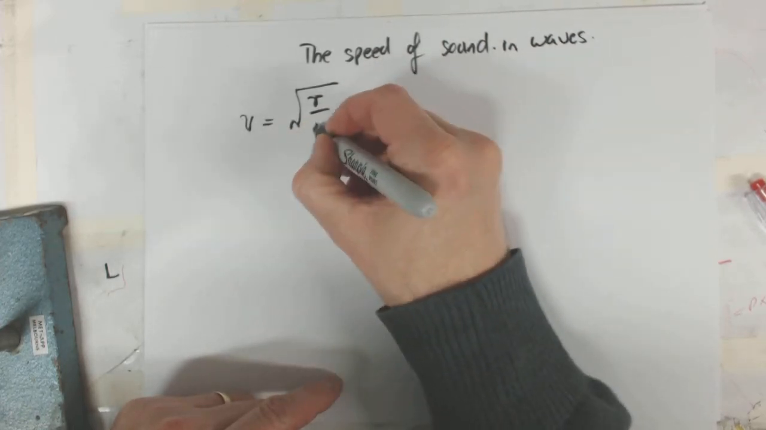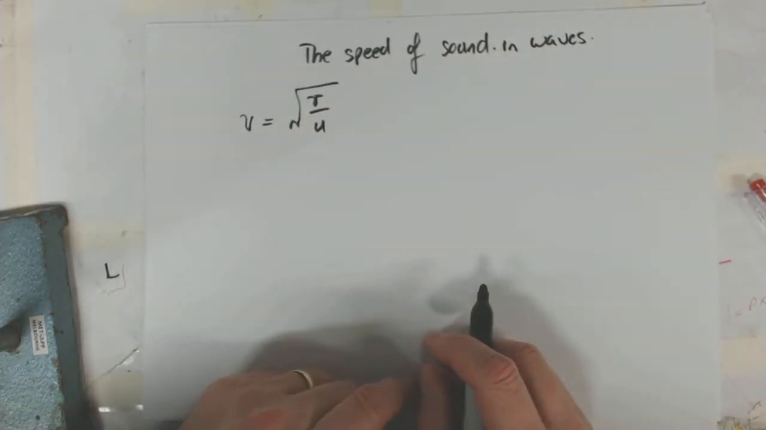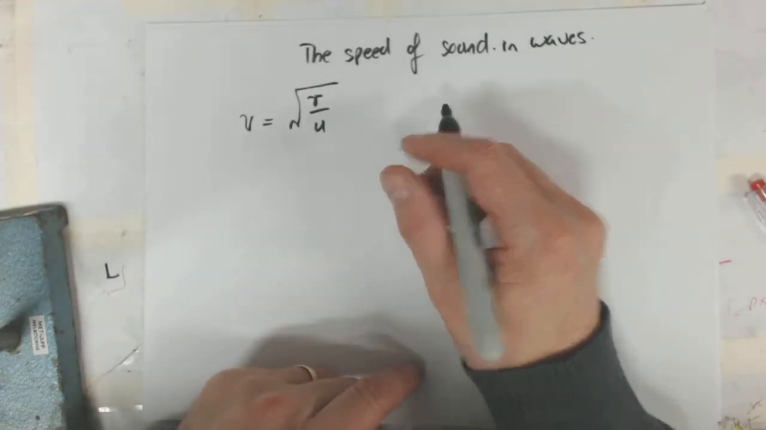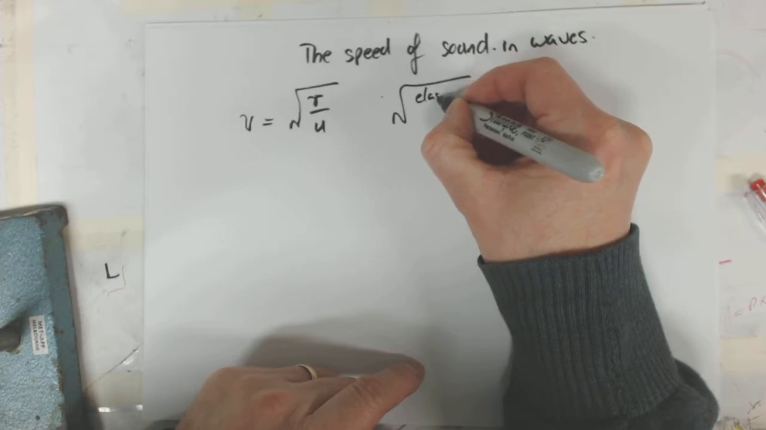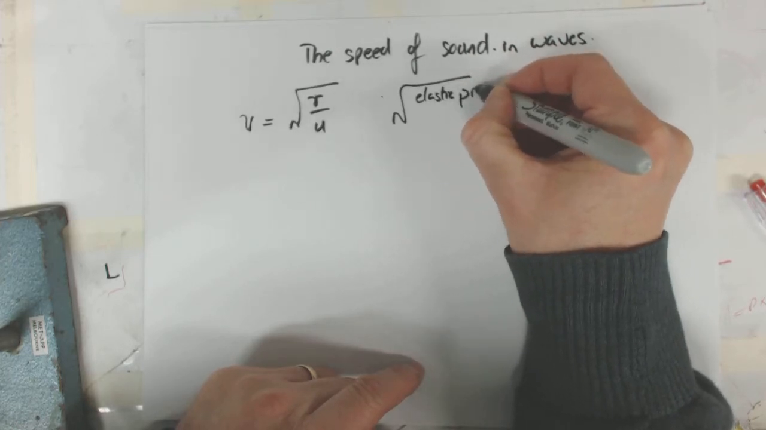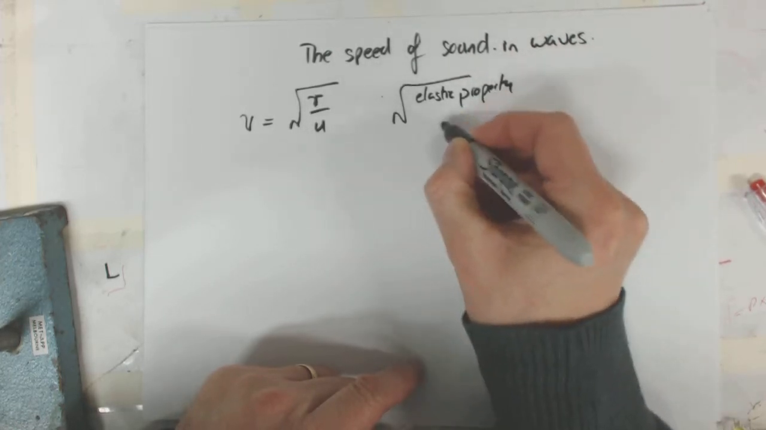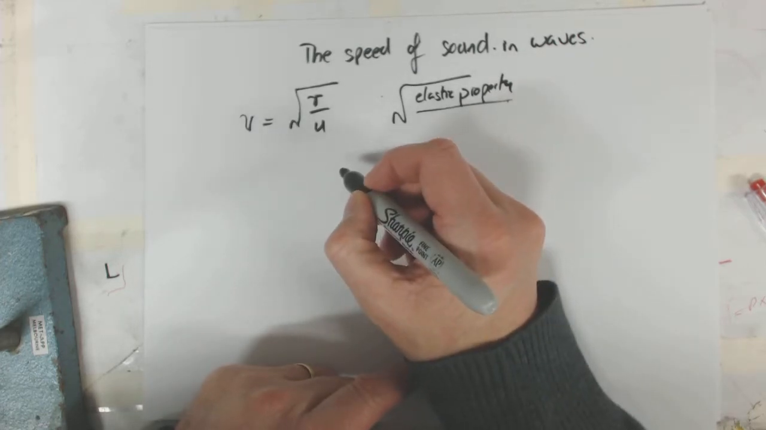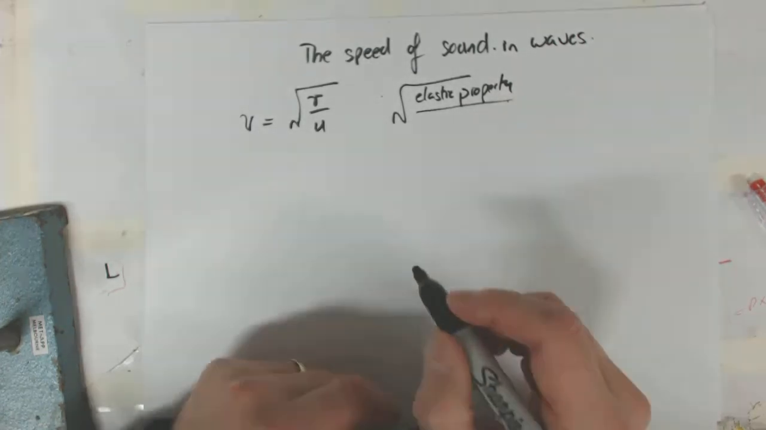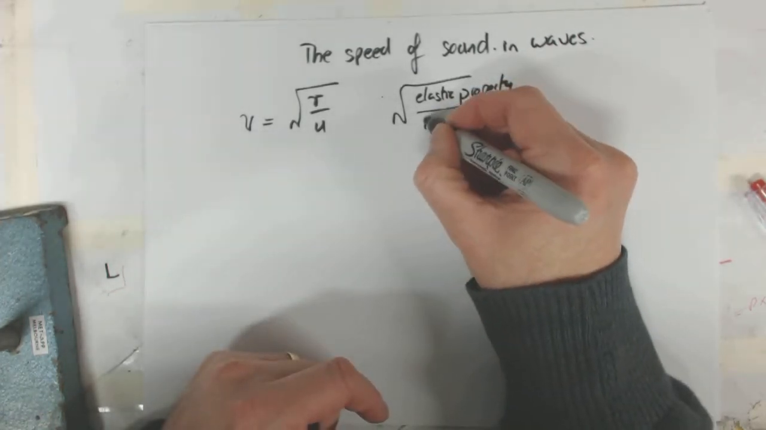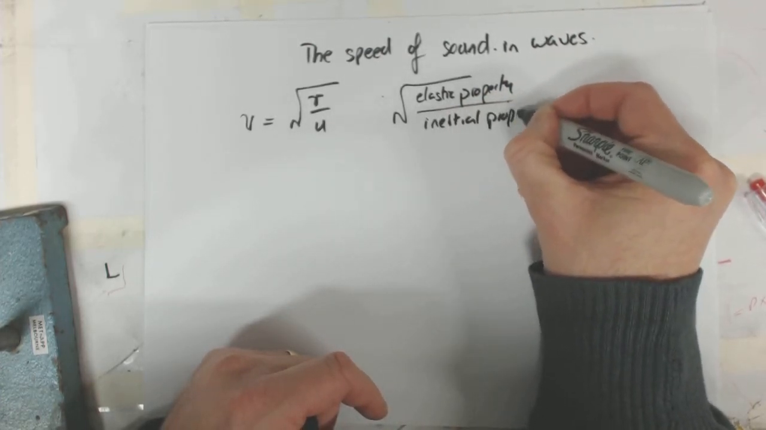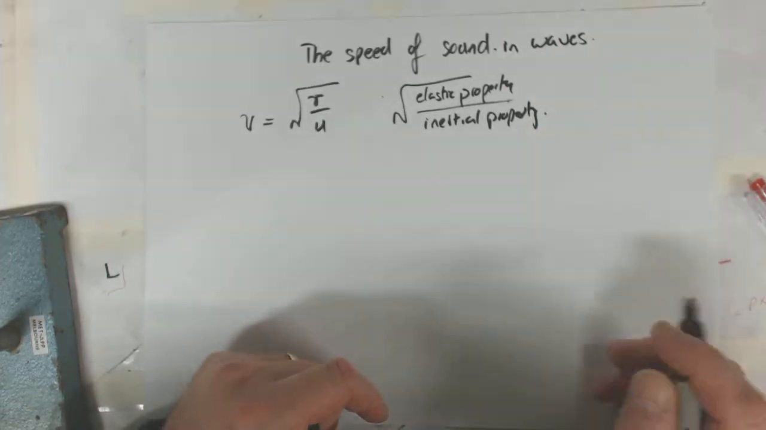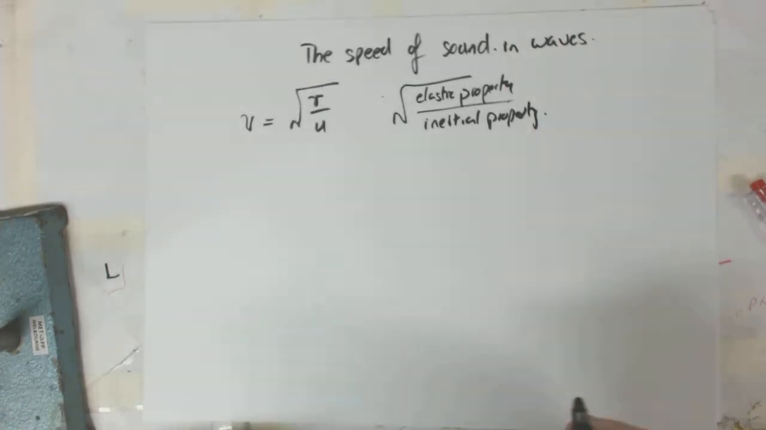V being the velocity of this term T, which is the tension in the string. So we could call that the square root of the elastic property. And we're dividing that by something we call mu, which is the inertial property. But what is mu? Mu then is going to be related to the density.